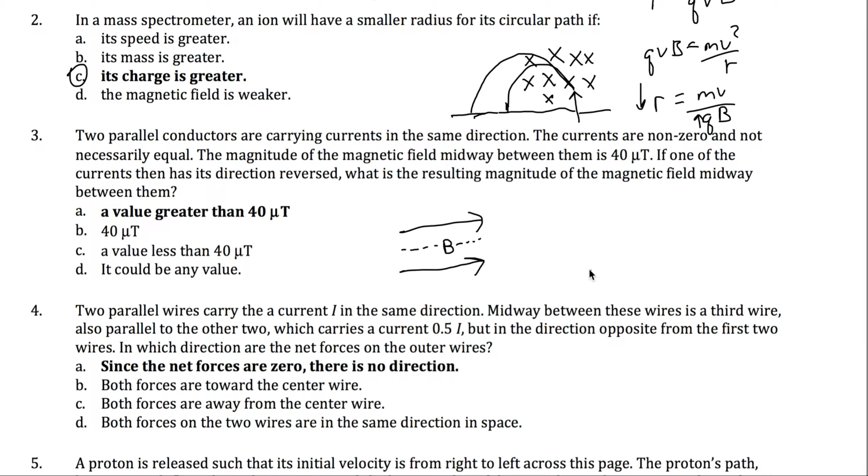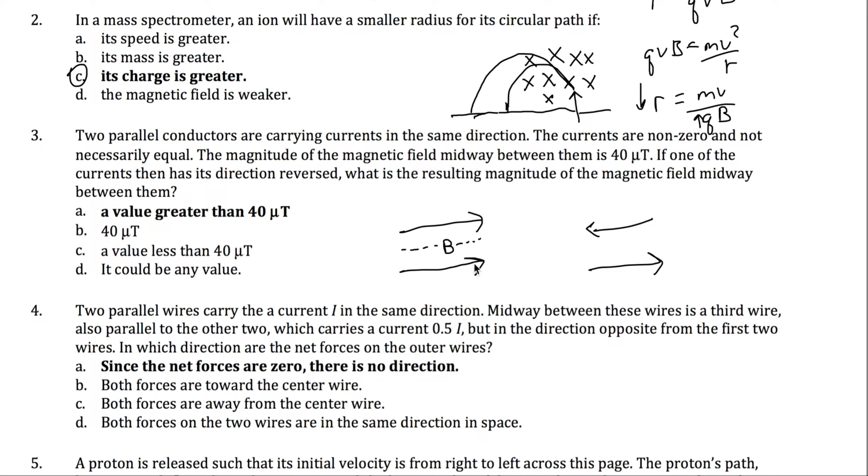So now you're going to flip one of the currents. This is a conceptual question where you don't have any numbers, so it's about whether you understand which way the fields are going, and whether the fields add up in the center or cancel each other out. Because the currents are not necessarily equal, the fields will not completely cancel out. In the example we did in class, the fields completely canceled out.